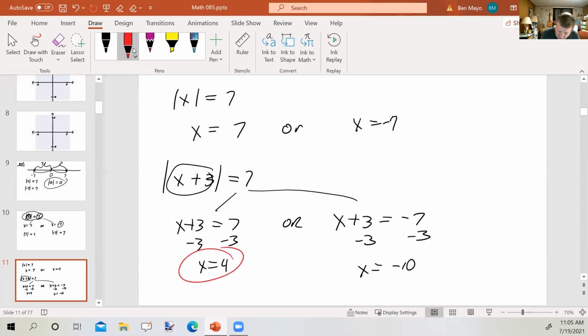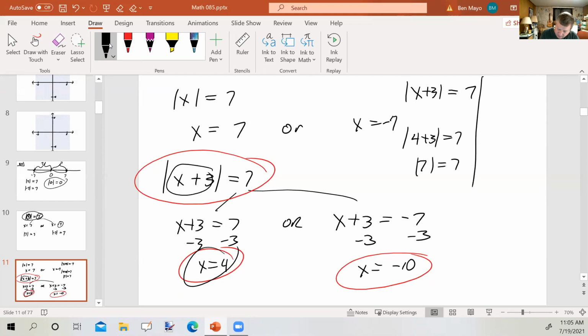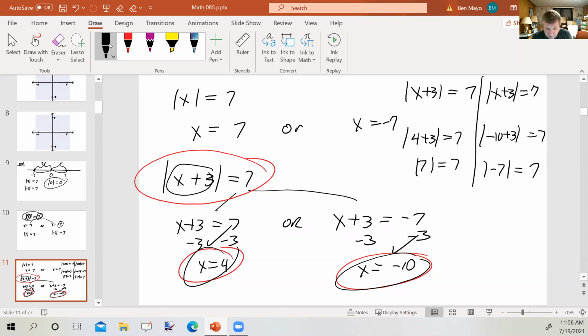So I'm claiming there are two solutions to this equation. Let's check our work. If we take the equation absolute value of x plus 3 equals 7, if x is 4, we get the absolute value of 4 plus 3, which is 7. The absolute value of 7 is 7. If we use this situation and plug it in here, we get the absolute value of negative 10 plus 3 equals 7, which is the absolute value of negative 7, which also equals 7. So we have two solutions. Any questions about that?